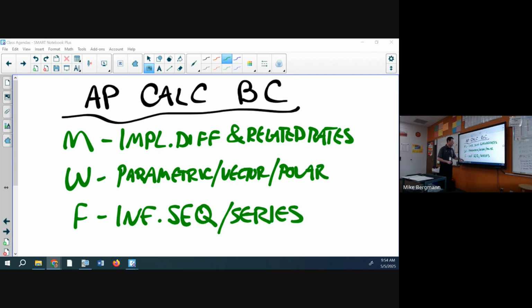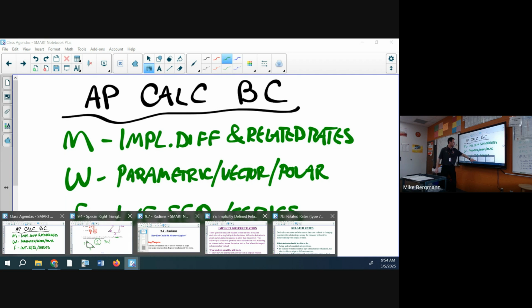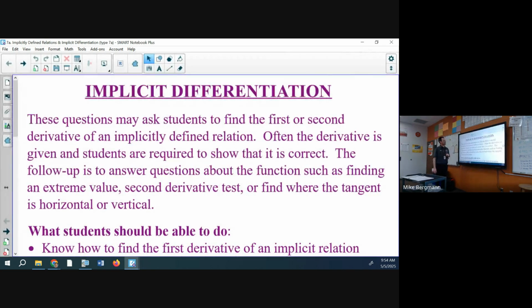So we have two topics we're going to talk about today, and I gave you guys the handouts already. We're going to do implicit differentiation, and we'll talk about related rates. We'll go through our presentation for both of those, and then give you guys a chance to practice those if you would like to.